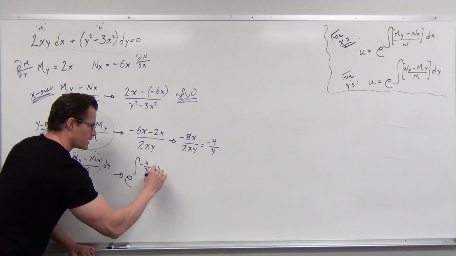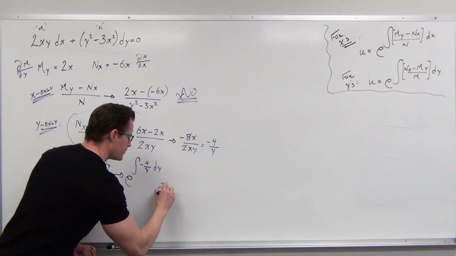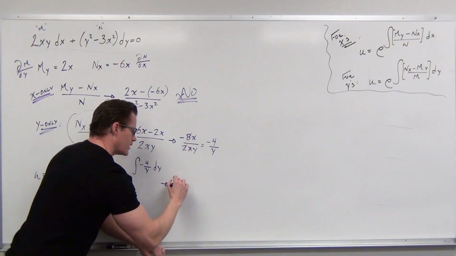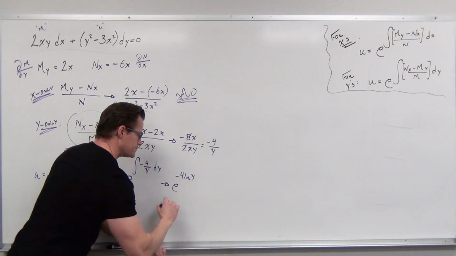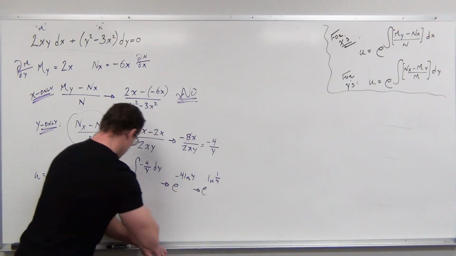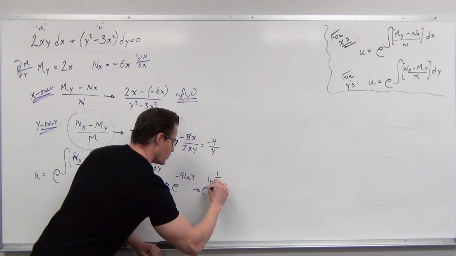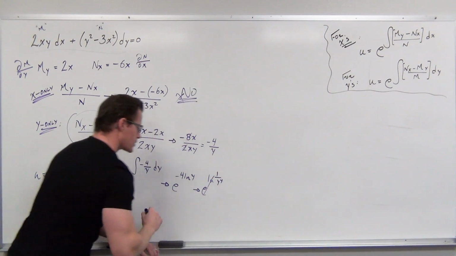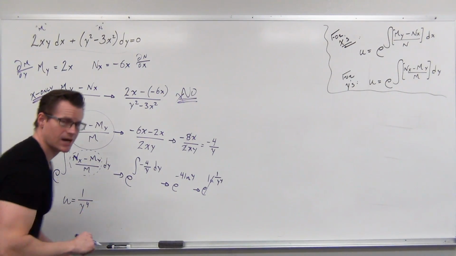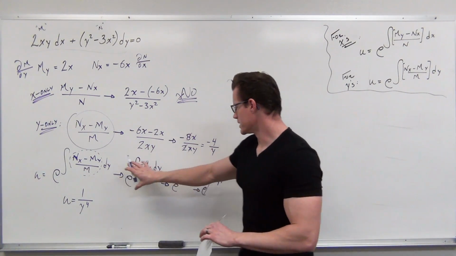It's going to look very similar to linear. With respect to y, that's the only variable we have. That would be negative 4 ln y, e to the ln of... no, it's not. It's ln to 1 over y to the fourth. And so we're going to get u equals 1 over y to the fourth. We've done this many times. I know I'm going through it fairly quickly, but this is really old stuff as far as doing this piece of it.